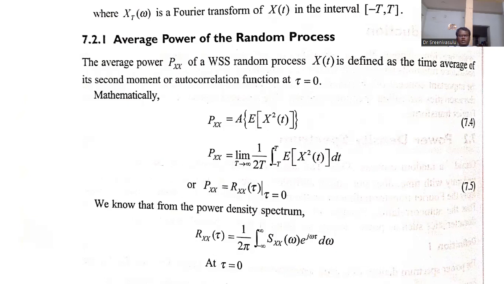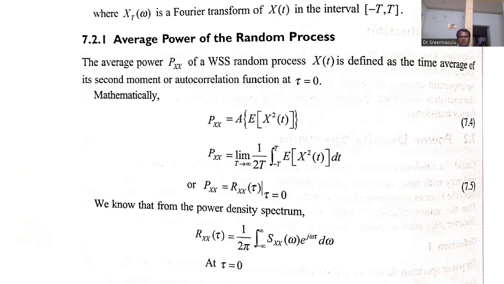Now, in this formula, Pxx means the average power, which is equal to the average of the expected value of x square of t. So, what is this average of the expected value of x square of t? Just now we have seen the limit T tends to infinity. That interval, suppose it is 1 by 2T from minus T to plus T. That is the average.